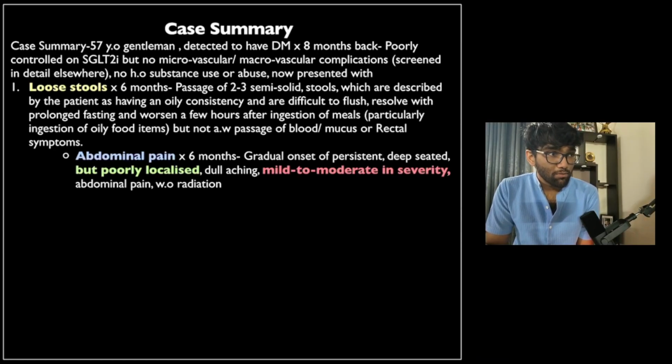Importantly, the abdominal complaint is there, but it is a secondary complaint for this patient. It is gradual in onset, persistent, deep-seated but poorly localized, dull aching, mild to moderate in severity, and there's no radiation of abdominal pain. Now, it would seem slightly arbitrary that I have put the abdominal pain as a secondary complaint and the loose stools as a primary complaint here.